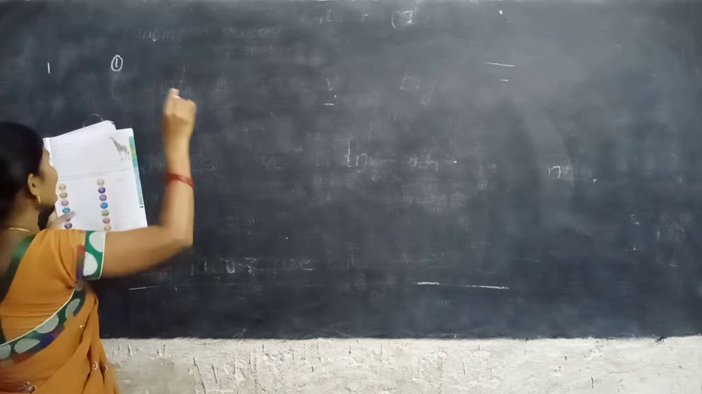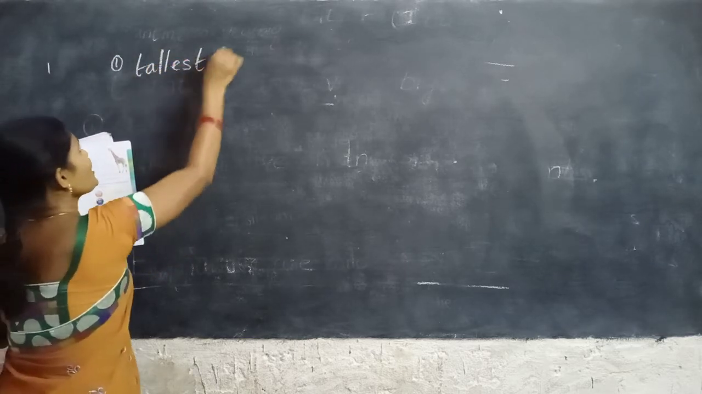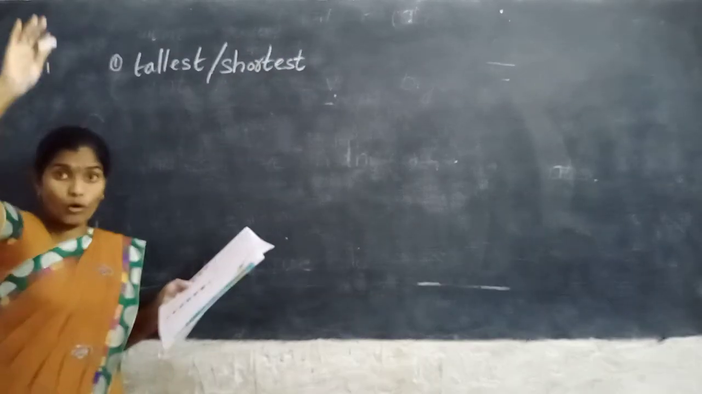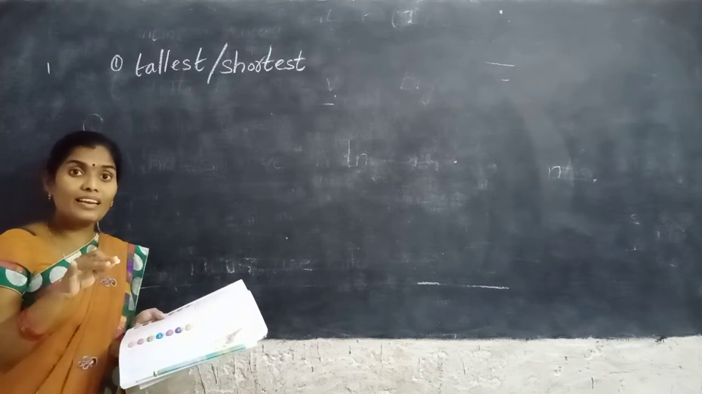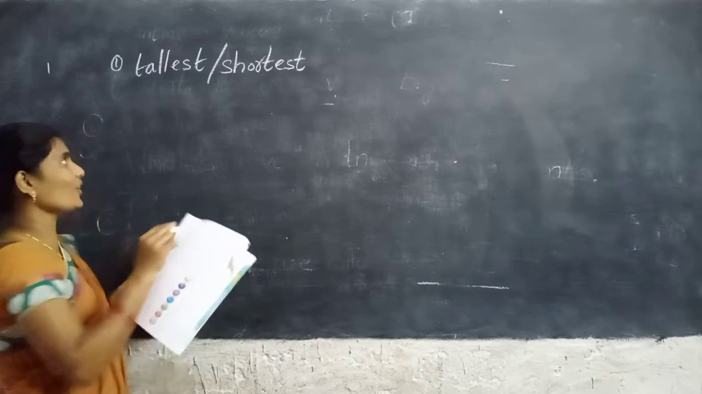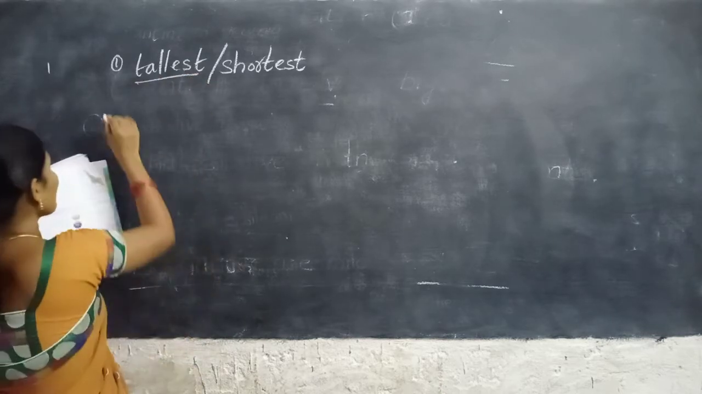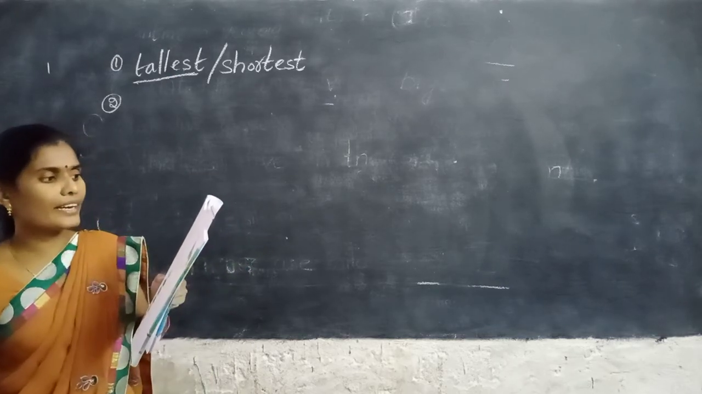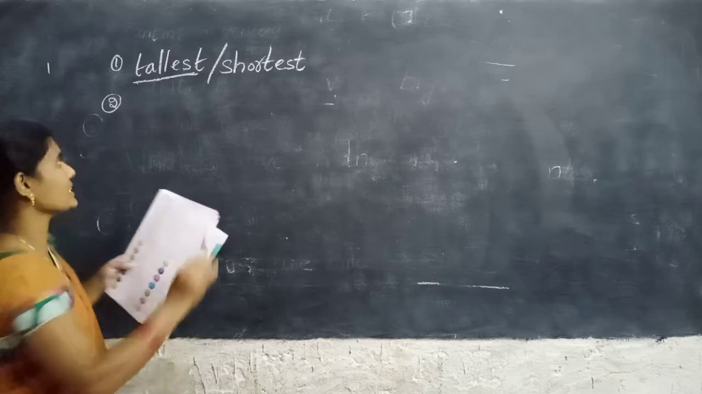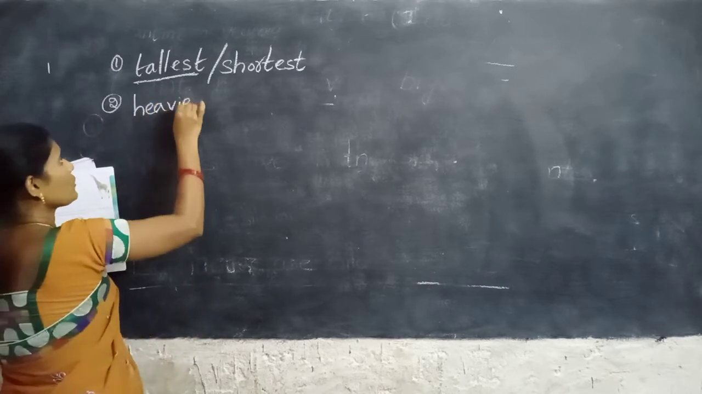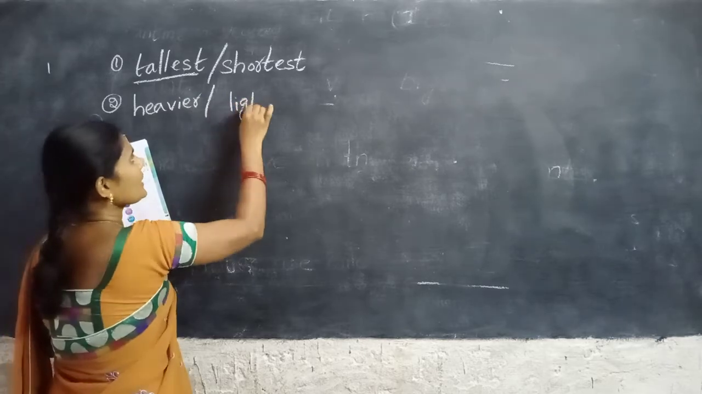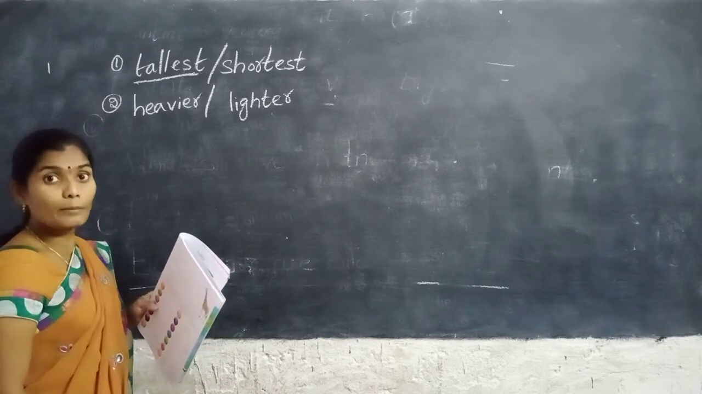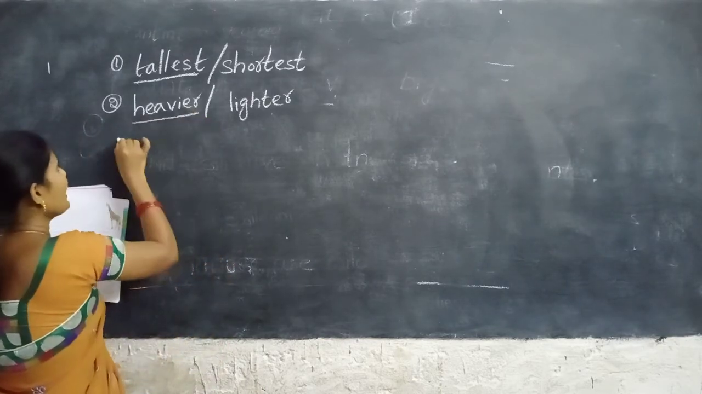First one is, giraffe is the tallest or shortest animal? Which animal? It is the tallest animal, no? Underline tallest. Underline chendi. Elephants are heavier or lighter than giraffes. Heavier means more weight, or lighter than giraffes? Elephants are the heavier animals, no? I told you they have a lot of weight. So heavier. Underline heavier.